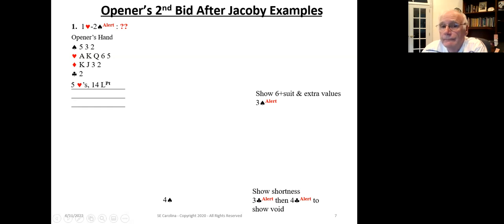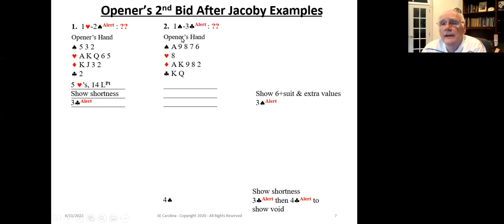So we got 28. So what we're going to want to do here, do we have a second 5-card suit, a strong 5-card suit? No. Do we have shortness? Yes, we do. We're going to show shortness by bidding 3 clubs. Our partner is now going to know we've got a singleton or a void in clubs, and they can look to see how that fits with the values in their hand.